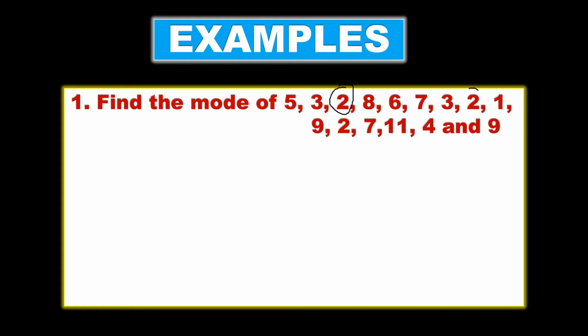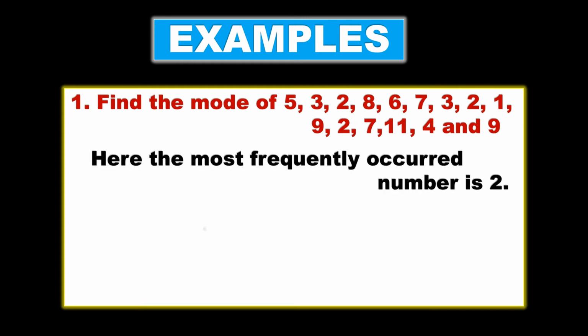By seeing only we can say 2 occurred more times. Here 2 occurred 3 times, 3 occurred 2 times, and 9 occurred 2 times. So we can say that 2 occurred 3 times, so your mode will be 2. Clear? Now let us take the next example.